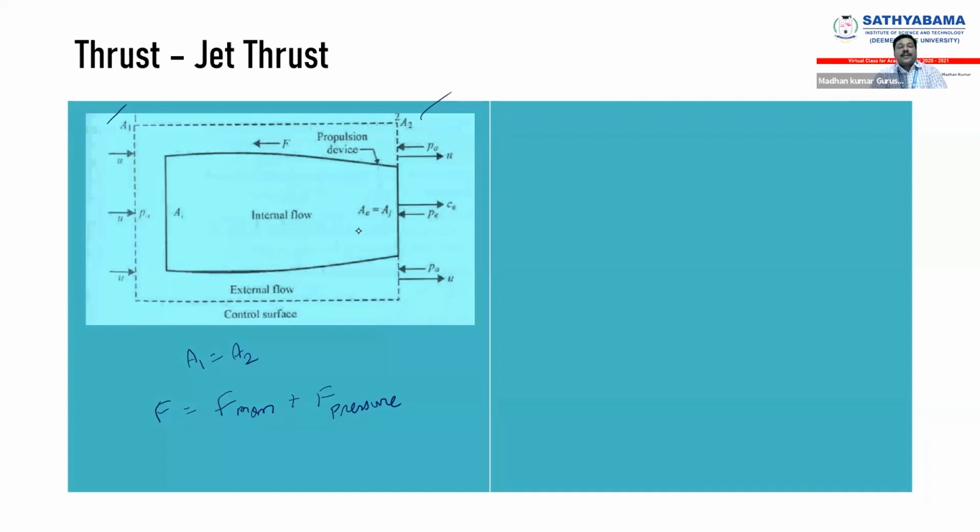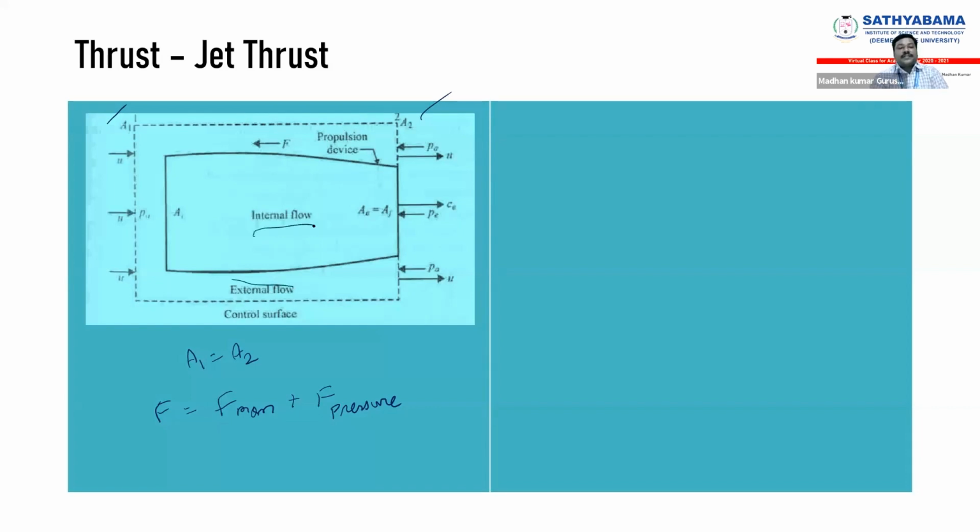For F momentum, I am going to consider the same momentum equation that we discussed in our first class, the three-dimensional momentum equation in integral form. I am going to consider the same one here and find the momentum thrust. Before that, I have to explain this model first. We have two different kinds of flow, internal flow and external flow.